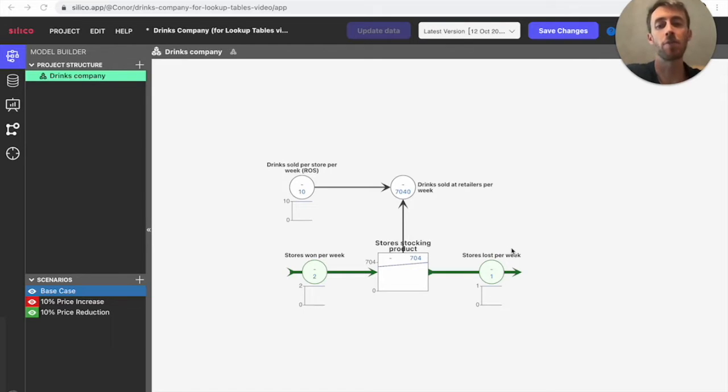So to make our model more realistic, we can introduce at least one factor which is likely to impact the rate of sale, which is price. As we know, consumers are highly price sensitive, especially for consumables like soft drinks, and if we increase our price, it's likely to result in a lower rate of sale.